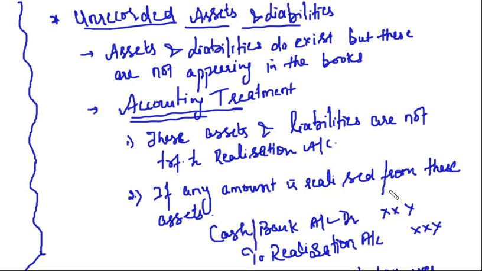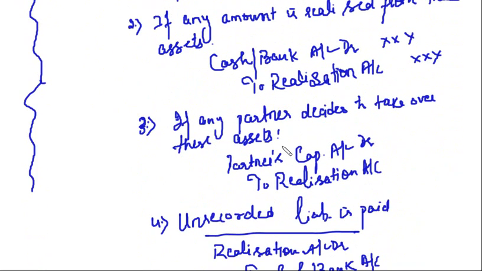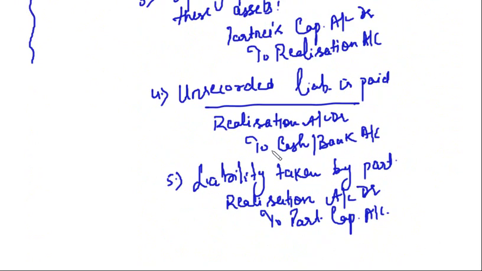If while dissolution it comes to your notice that you have some unrecorded assets and liabilities, then what will be the accounting treatment of those assets and liabilities? You forgot to record some assets and liabilities in the books. Now they are not in your books. These assets and liabilities will not be transferred to the realization account. First rule. Second, if anything is received from the sale of these assets, we will record the entry as we have done in realization of assets. Then all the cases are similar to what we have done in realization of assets and settlement of liabilities. Clear, friends?